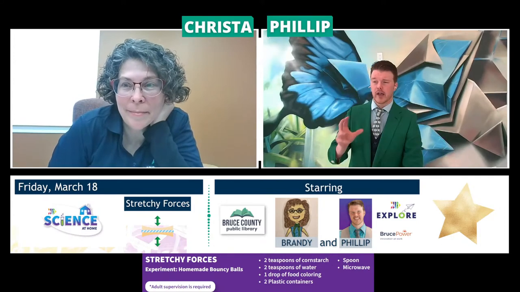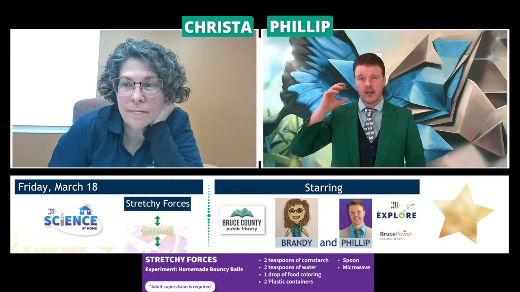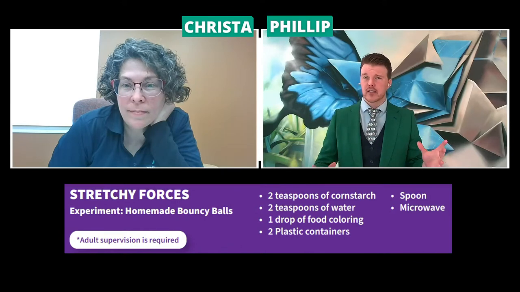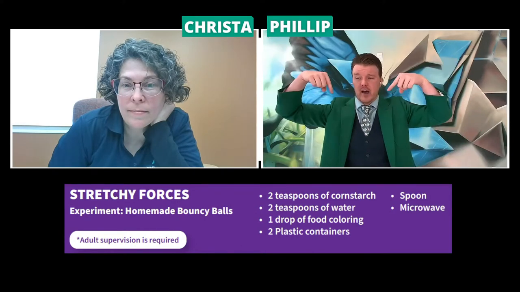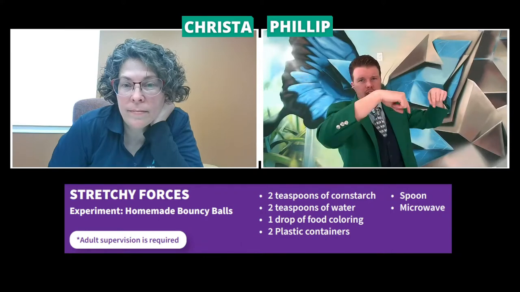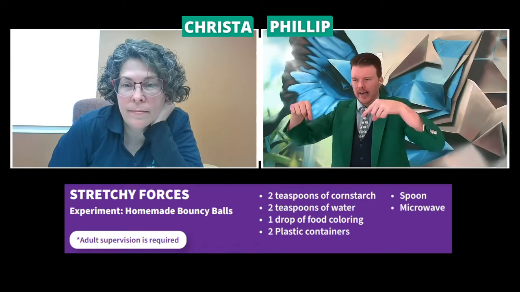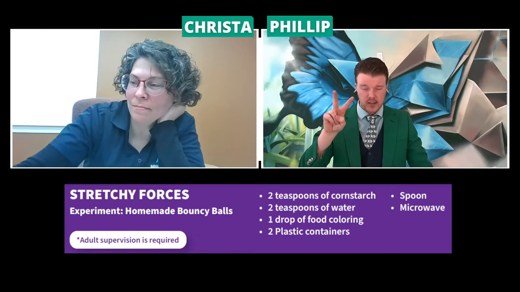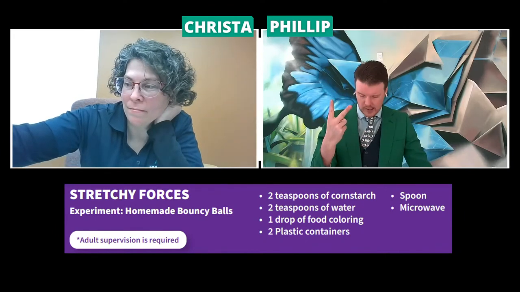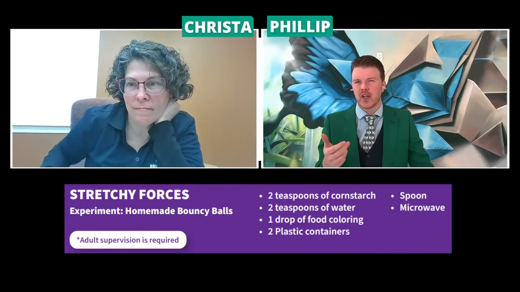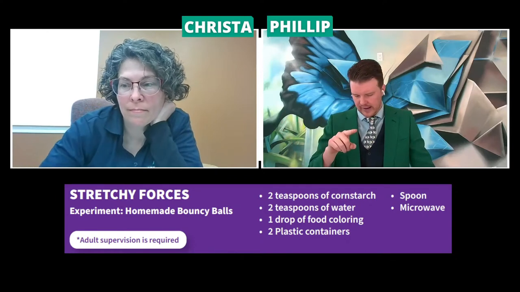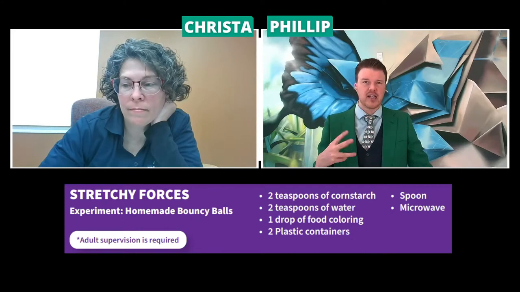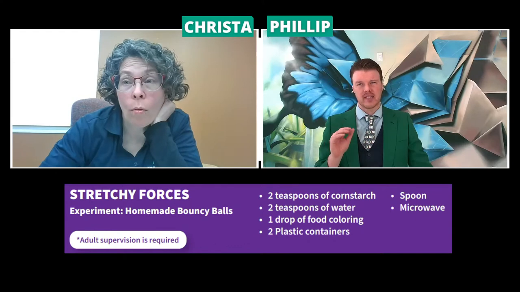Now, tomorrow, we are going to be doing something really cool with a little bit of chemistry. We're going to need not a ton of ingredients, but some stuff. You can probably find all that stuff right here if producer Jeremy put it up. But if it's not there, you're going to need 2 teaspoons of cornstarch and 2 teaspoons of water. You don't need food coloring, but it makes it more fun, so put a little drop of food coloring in there. You're going to need 2 containers that you can mix in, and then you're going to need a microwave, because we need to warm this up a little bit.